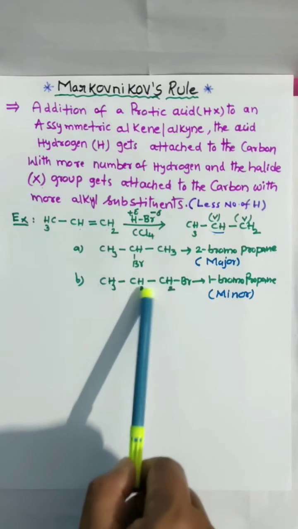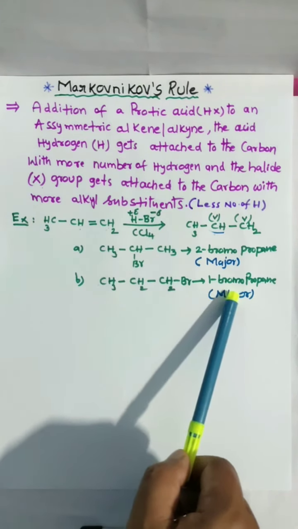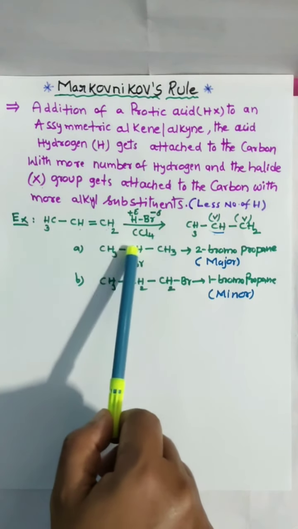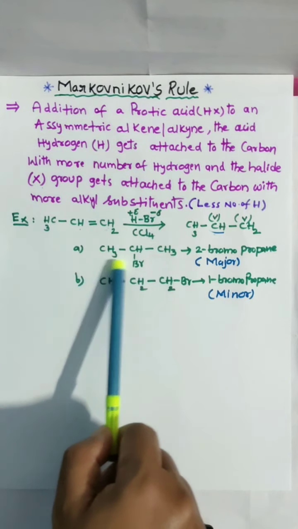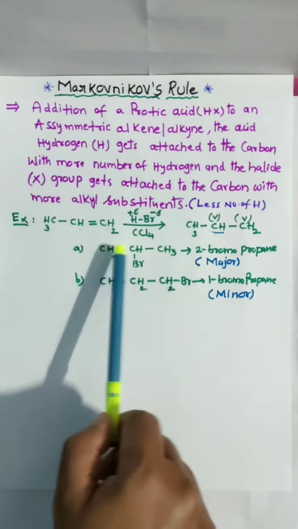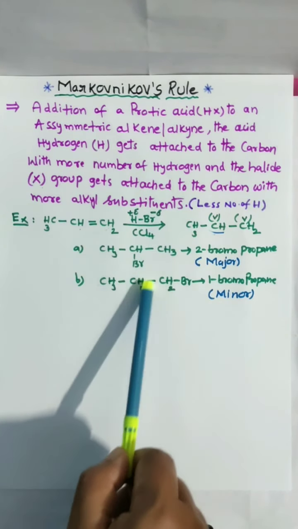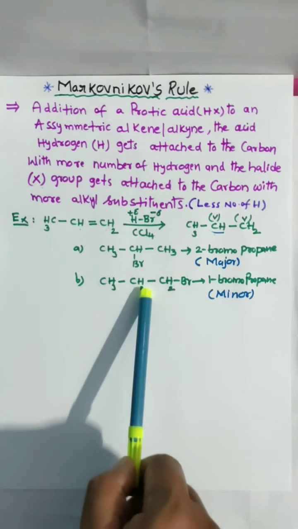This is now one ethyl group. One group is only there. See, this bromine is attached to this carbon. Here one methyl group is there and here one methyl group is there. Two methyl groups means two alkyl groups. Here one alkyl group, one alkyl.